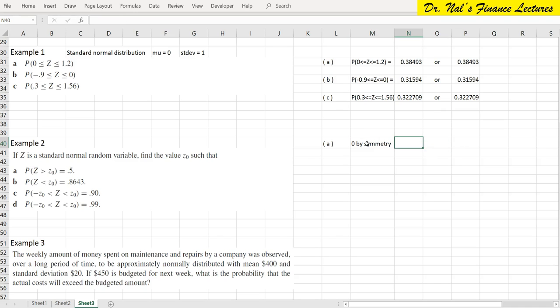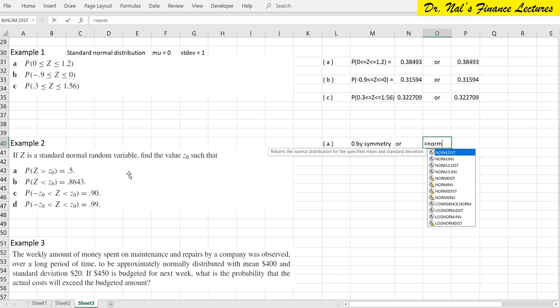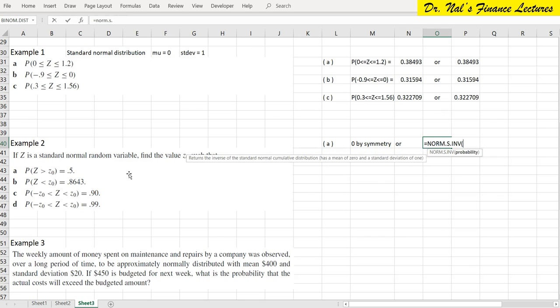So that's the answer. 0 by symmetry. But let's just do calculations, I guess. So what we want is to use the inverse normal distribution. Let me show you. NORM.S.INV. So it's asking for the actual probability, 0.5. Now notice that this will give you the area to the left of. Because in this one it's asking to the right, we need to subtract 1 minus 0.5, right? Which is again 0.5. Does that make sense? 1 minus 0.5, which is 0.5. So yeah, that's a 0, so that makes sense. Okay, with more practice, you will get better at it.